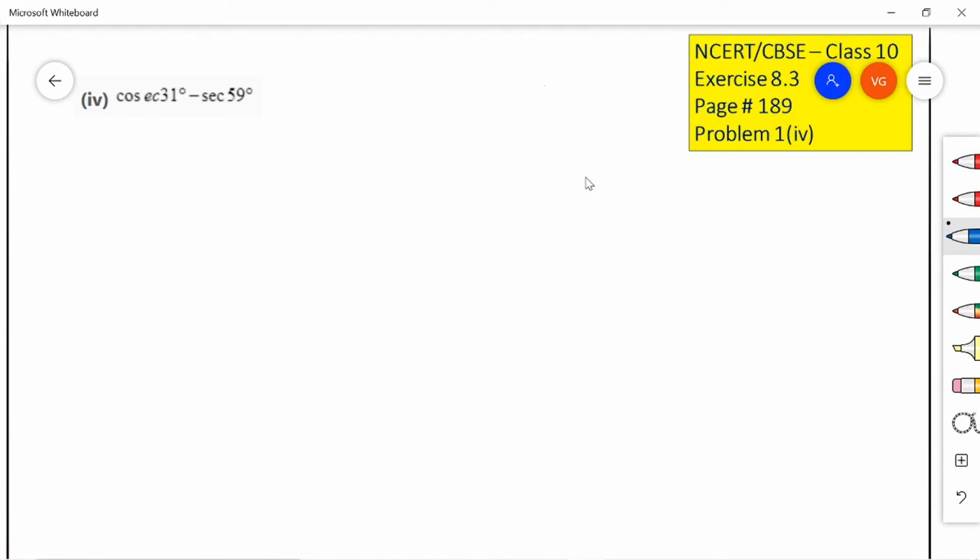This is the last subsection from problem number 1, exercise 8.3. So again we need to check in the given problem whether the two angles are making a complementary pair or not. The given problem is like this: cosecant 31 degree minus secant 59 degree. So check out, 31 plus 59 makes 90 degrees. Right? So 59 we can replace as 90 minus 31.